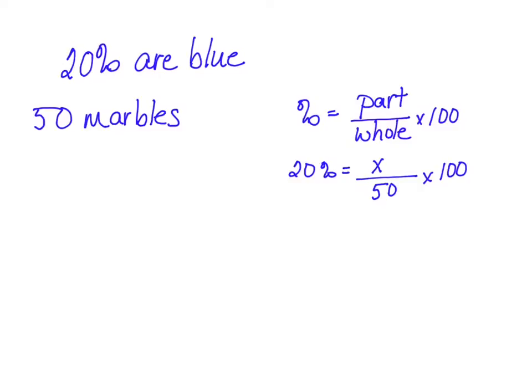Now it just becomes an algebra problem to rearrange and solve for x. First, I'm going to divide both sides by 100. And then I'm going to multiply both sides by 50, and we get 10 equals x. And this is a reasonable answer because we know that only 20% of the marbles are blue, so that number had to be less than 50.